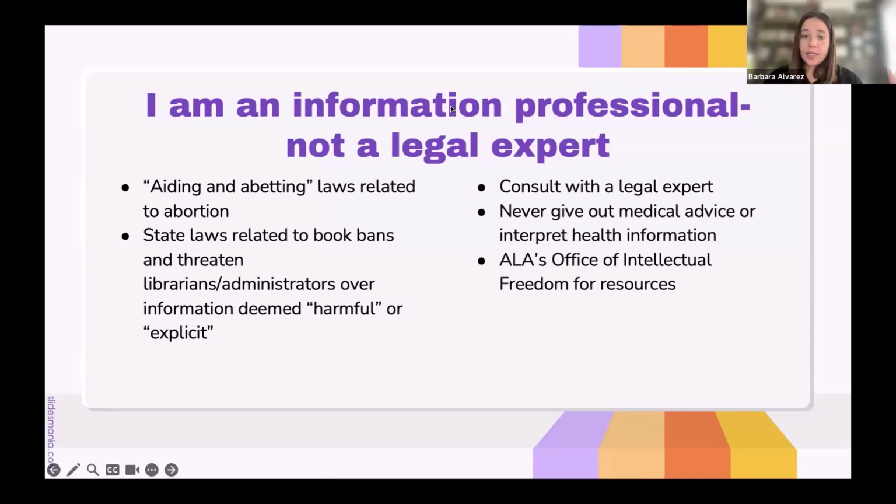So I just wanted to get that out of the way so that we're all on the same page, and also so that you feel empowered to make the best choices that you possibly can and feel confident in those choices.